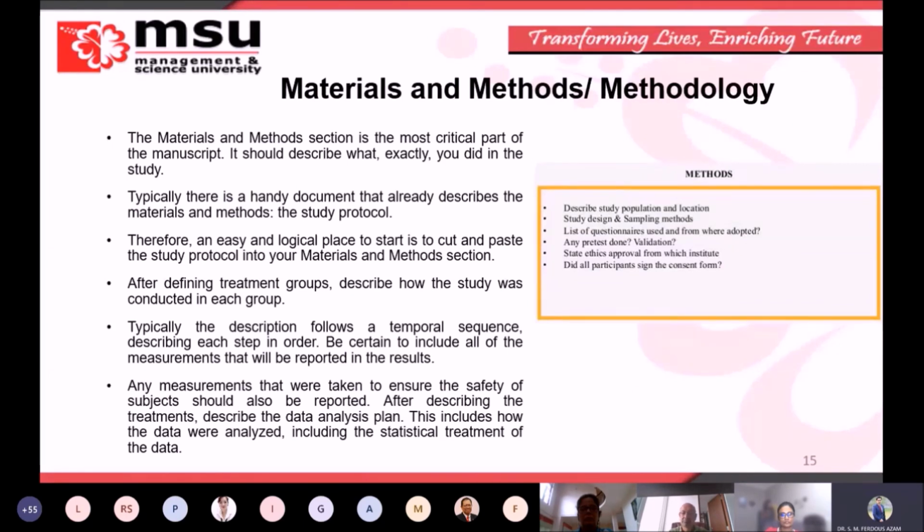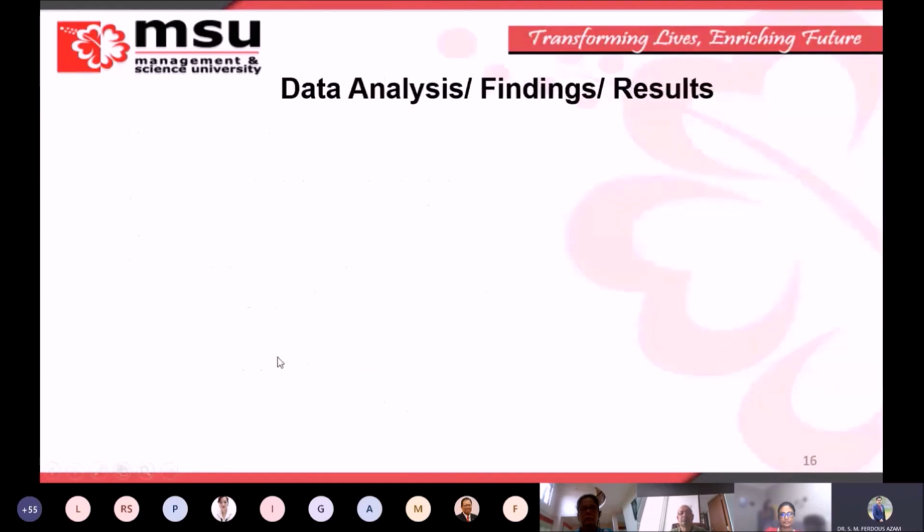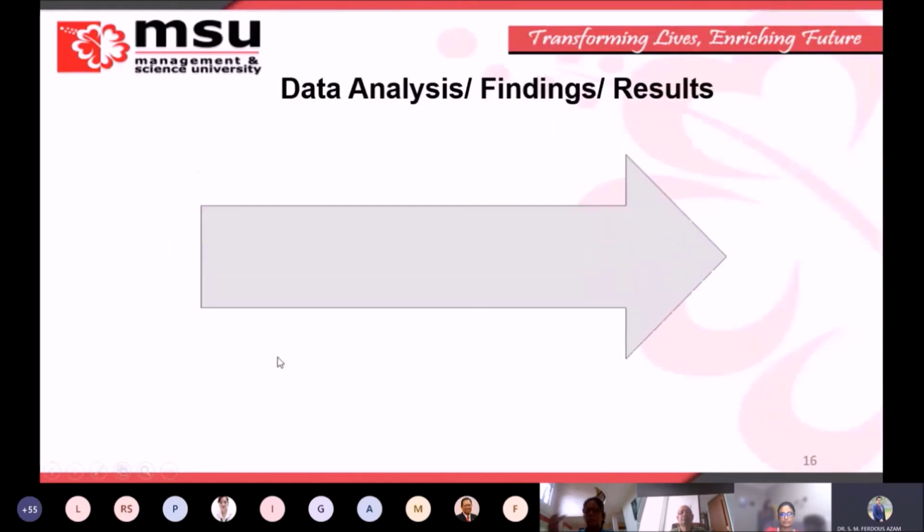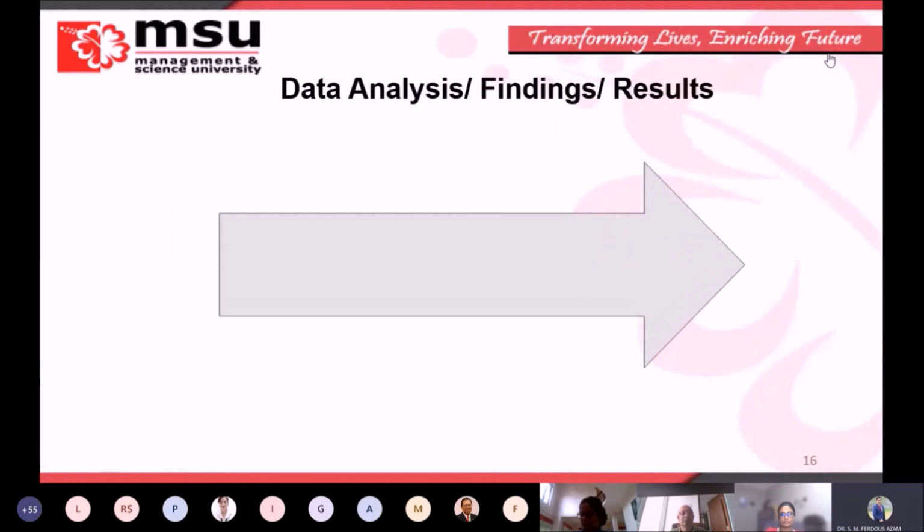But for the article, you don't have to do an ethics form. They may ask for an additional consent form or something, which we may have to sign. Now, data analysis and findings. Many of us only present without understanding how the data should be presented. This part, please take note.